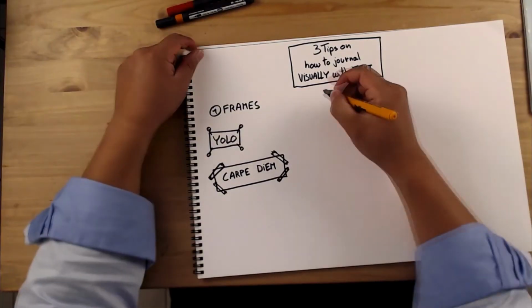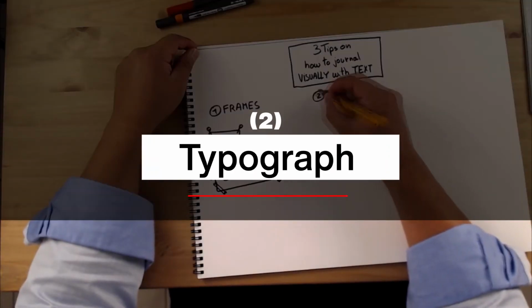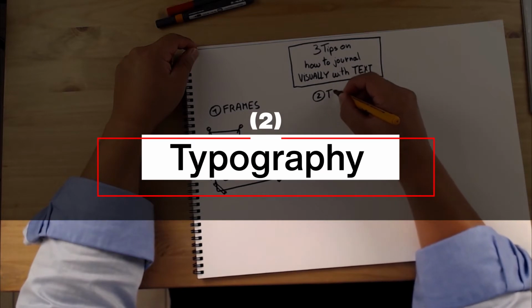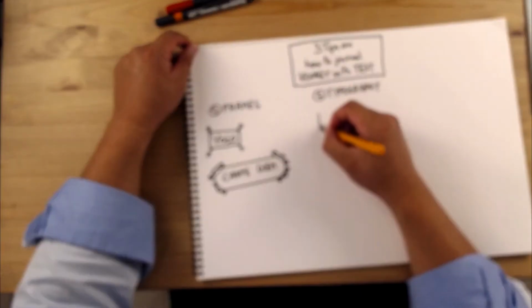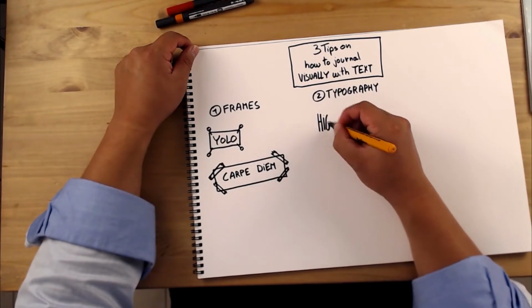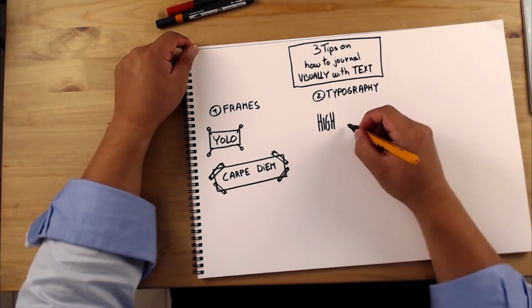Second up, and I really like this one, is typography. You can play with typography when descriptive words are involved. I love playing with words like this because it merges drawing and words into one. A couple of examples. Hi. Or low.